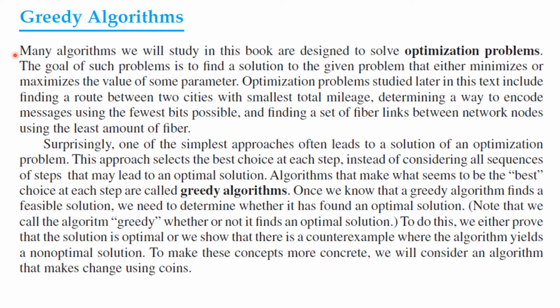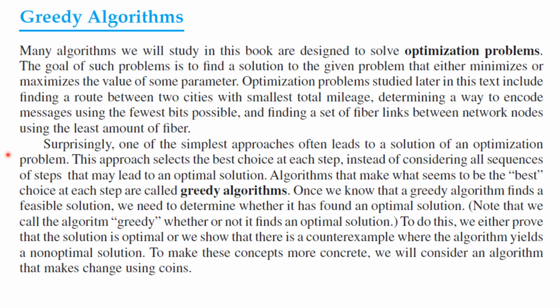Greedy algorithms. Many algorithms we will study in this book are designed to solve optimization problems. The goal of such problems is to find a solution to the given problem that either minimizes or maximizes the value of some parameter. Optimization problems studied later in this text will include finding a route between two cities with smallest total mileage, determining a way to encode a message using the fewest bits possible, and finding a set of links between network nodes using the least amount of, in this case, fiber. Surprisingly, one of the simplest approaches often leads to a solution, at least a feasible solution, of an optimization problem. And sometimes being greedy is good.